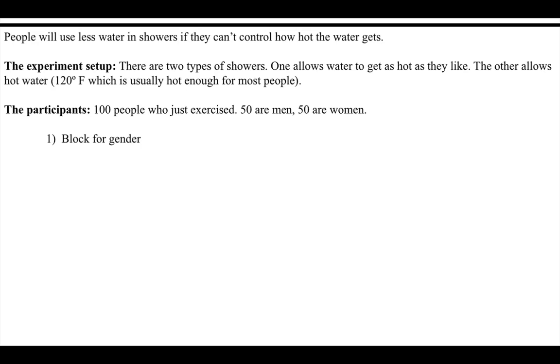Okay. The participants, 100 people who just exercised, so they need a shower. 50 are men, 50 are women. So we're going to create an experiment, all 4 steps, but we're going to also block it for gender. Now, they didn't tell us why, and it's not really important, but why would we block it for gender? What are some reasons why?